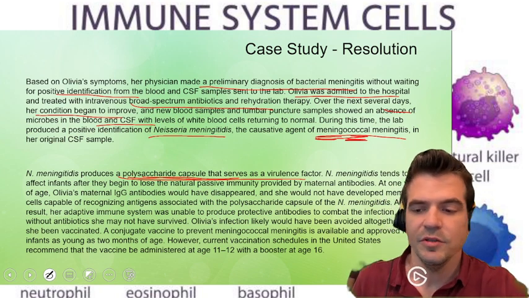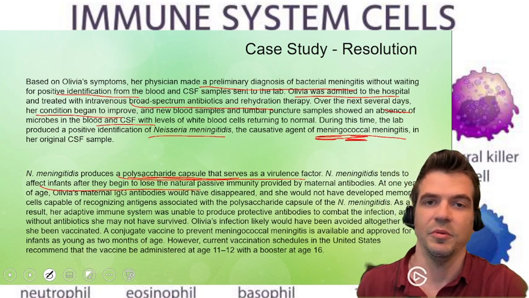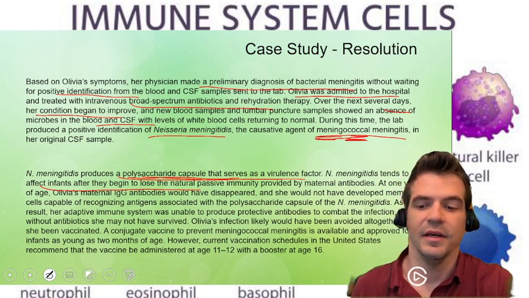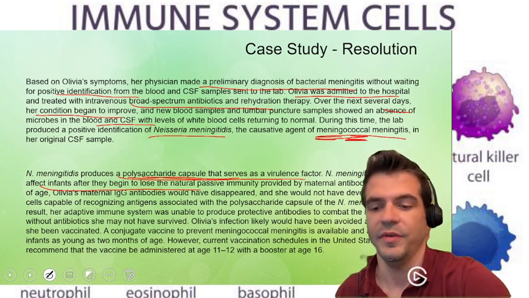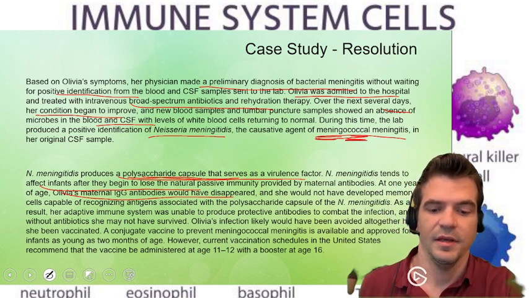It tends to affect infants after they begin to lose their natural immunity, right? And that's what we're going to learn about. The natural immunity caused to her by the maternal antibodies, and at 1 year of age, all of them would have disappeared, and so she can get sick.